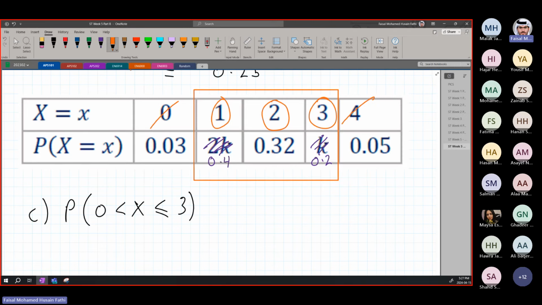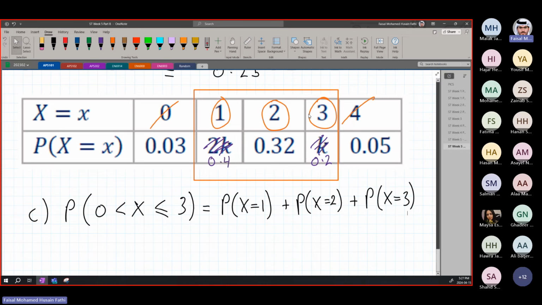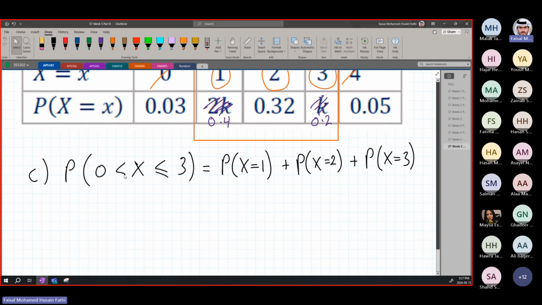All right. So we're looking at the probabilities. So this is basically the probability of when x is equal to 1 plus the probability of when x is equal to 2 plus the probability of when x is equal to 3. All right, because these are the values that are within our range. When x is equal to 1, it is between 0 and 3. When x is equal to 2, it is between 0 and 3. And when x is equal to 3, again, 3 is less than or equal to 3. So this is within our range.